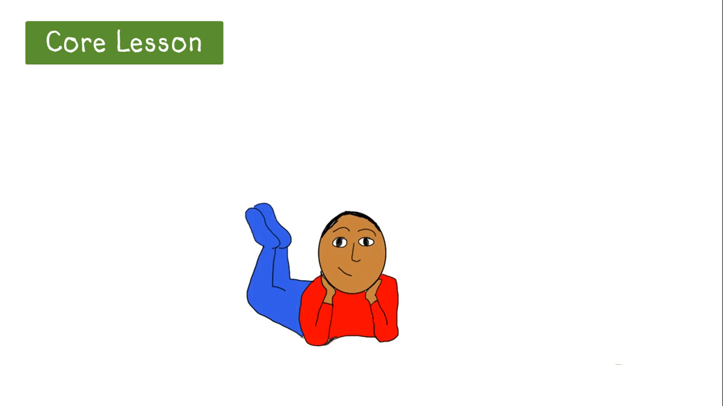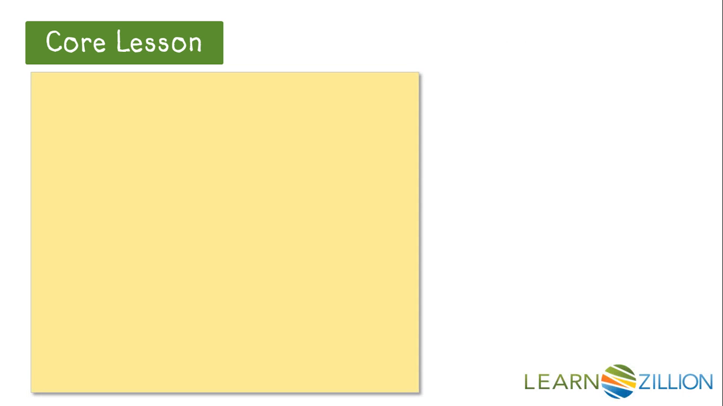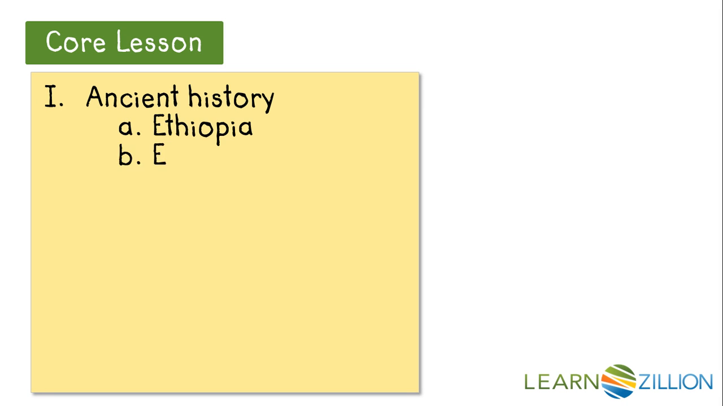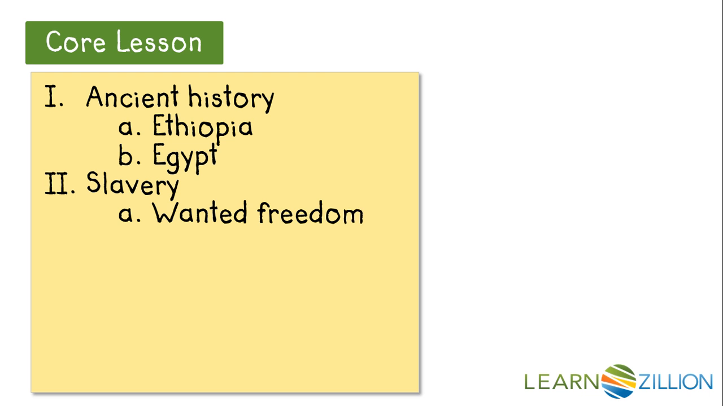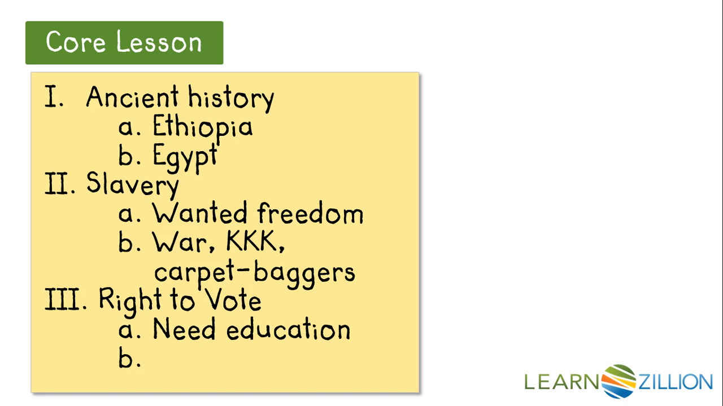Now that I have all my notes together, I need to ask myself, when do these events take place? This is especially important because our question is asking us to trace the history. So first I put down, first we have ancient history, Ethiopia, and Egypt. And then second of all, Du Bois talks to us about slavery, how the slaves wanted freedom, but war, the KKK, and the carpetbaggers were holding them back, increasing the oppression. And then finally there was the right to vote, but they realized they needed education, and they were dealing with the aftermath of rape. So I need to ask myself when I look at these, okay, what is the common string through all of these?